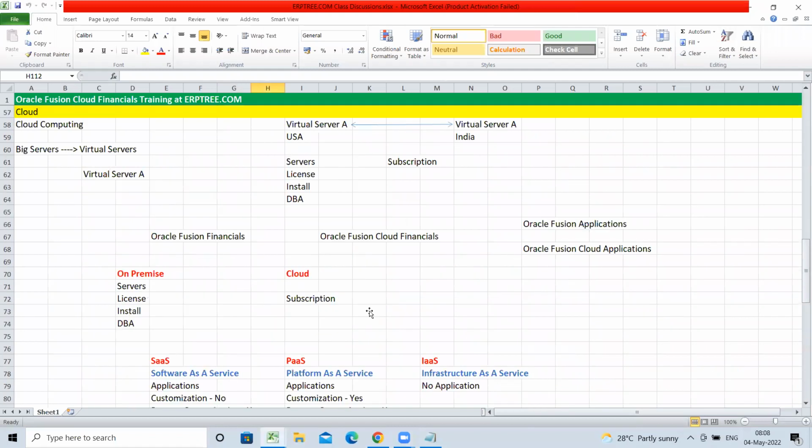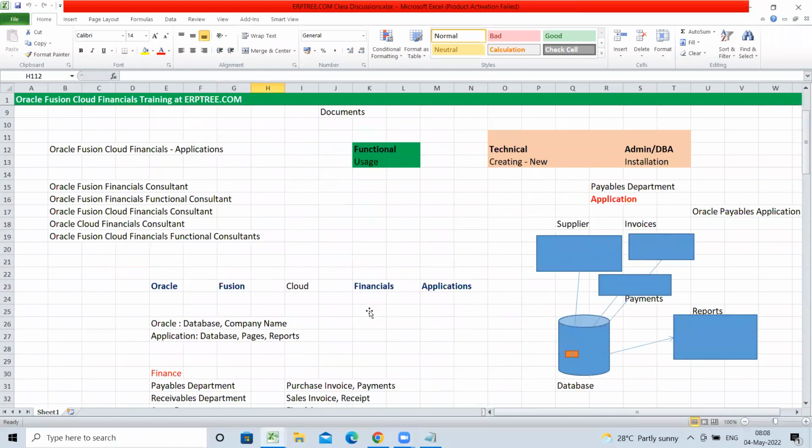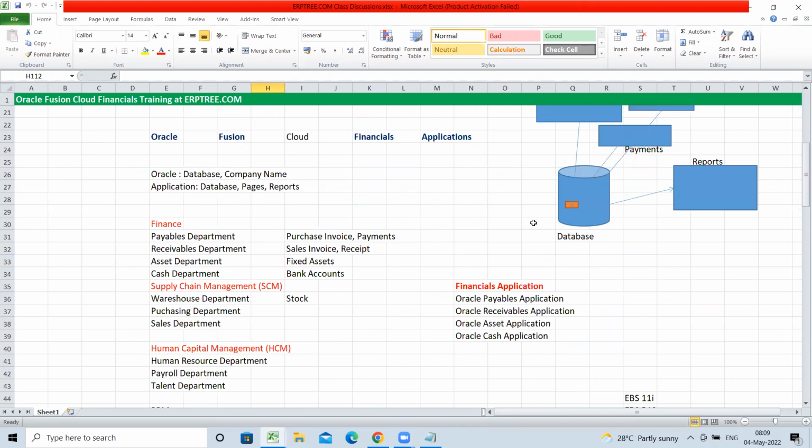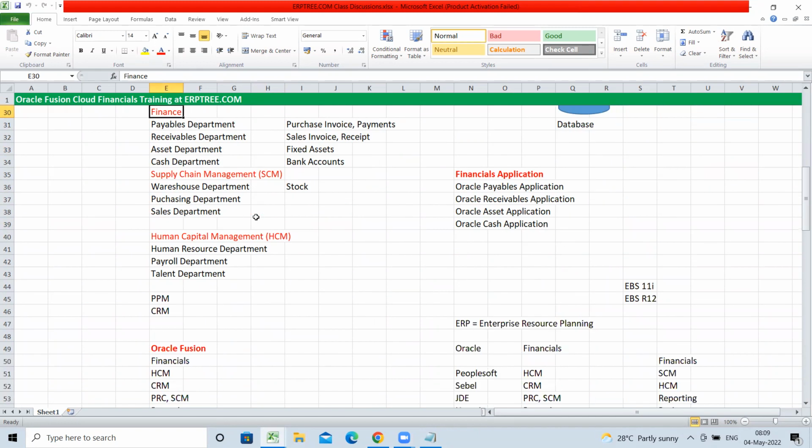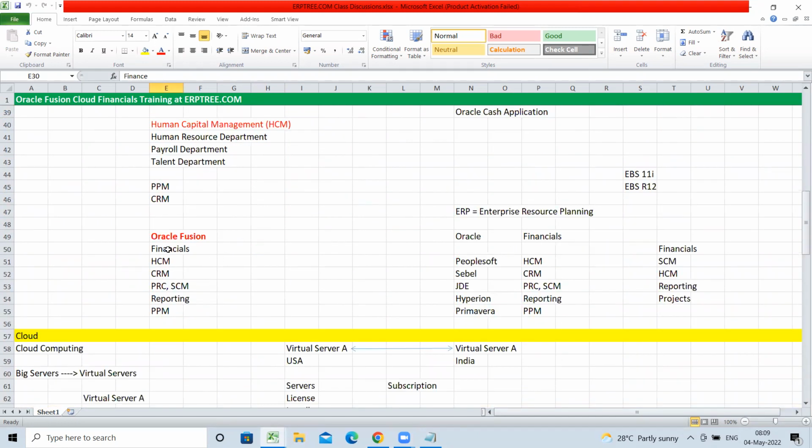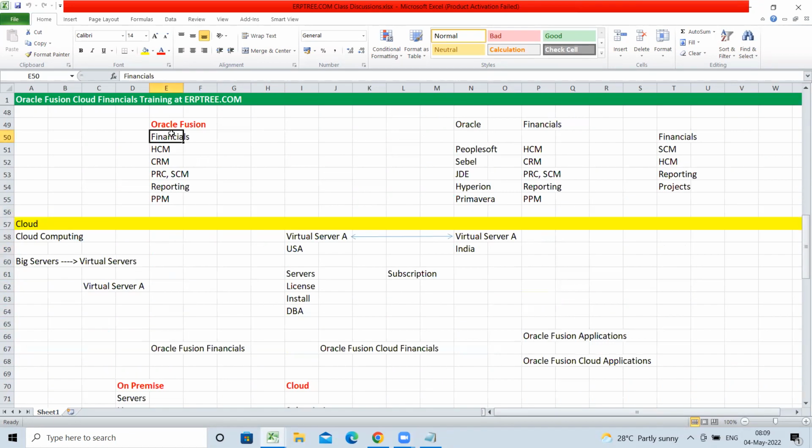In the last two sessions, we discussed the meaning of Oracle Fusion Cloud Financials applications or Oracle Fusion Cloud applications. The meaning of application we discussed, and what are the different product families available from Oracle. Those points we discussed, and these are the different product families. These are the different ERP products which Oracle acquired.